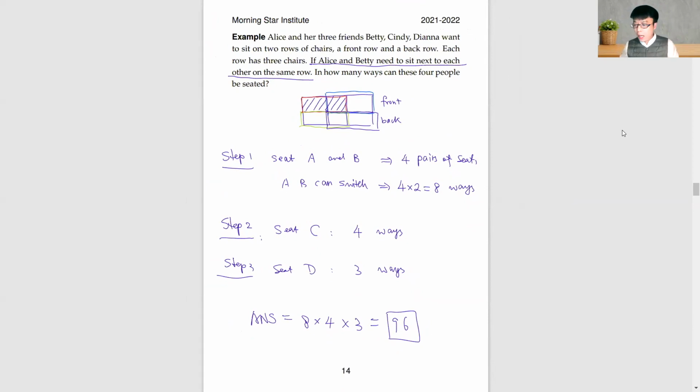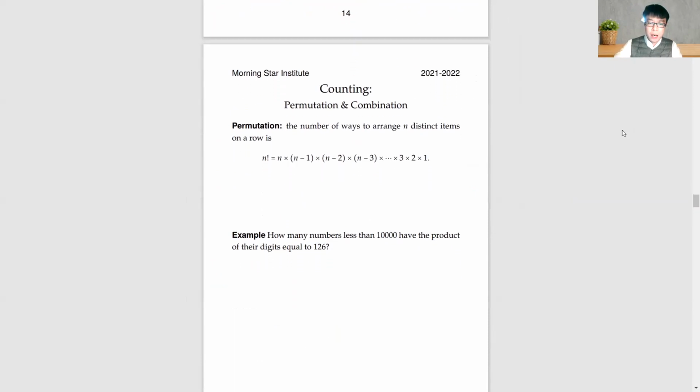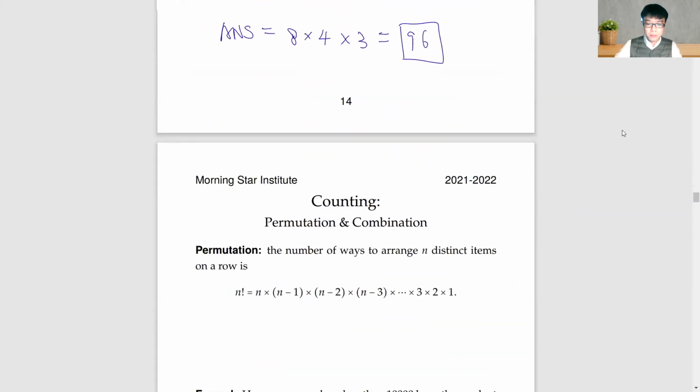And next, I'd like to mention some properties based on the multiplication principle. They're called permutation and combination. Let's start with permutation first.